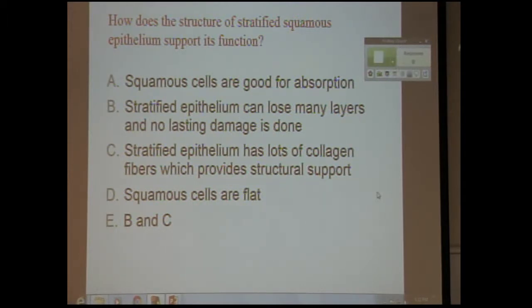So, how do you think the structure of stratified squamous epithelium supports its function?